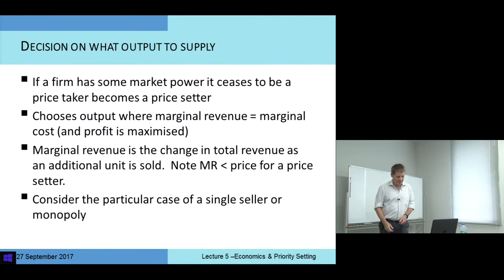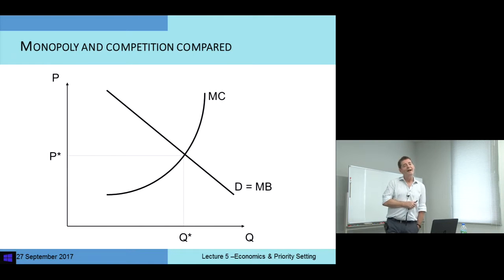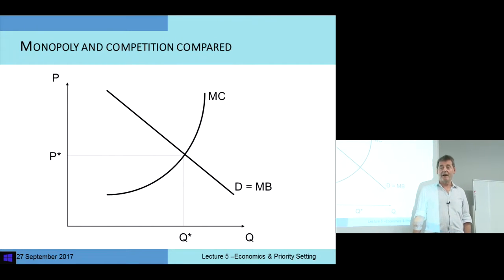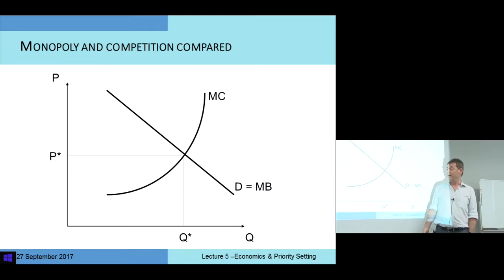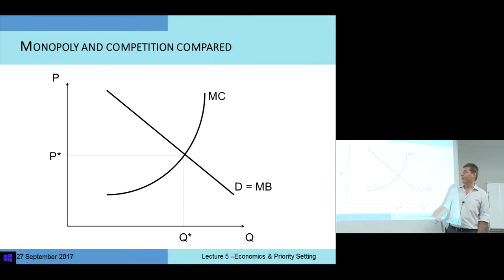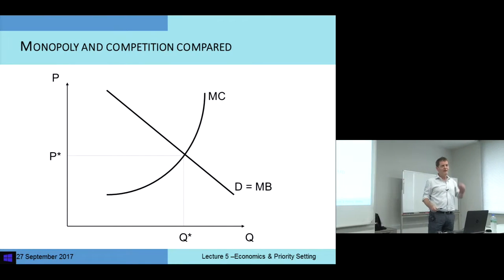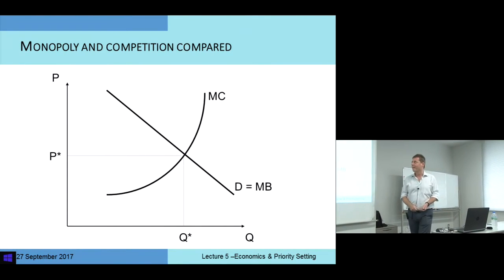This has a consequence that marginal revenue is less than price. Let's consider a very simple case, a graphical case. Let's assume, first of all, that it is a competitive industry. So we've got atomistic competition, lots and lots of individual providers.